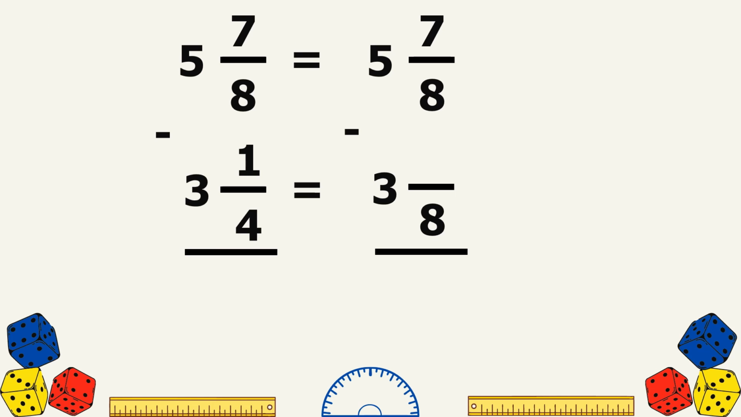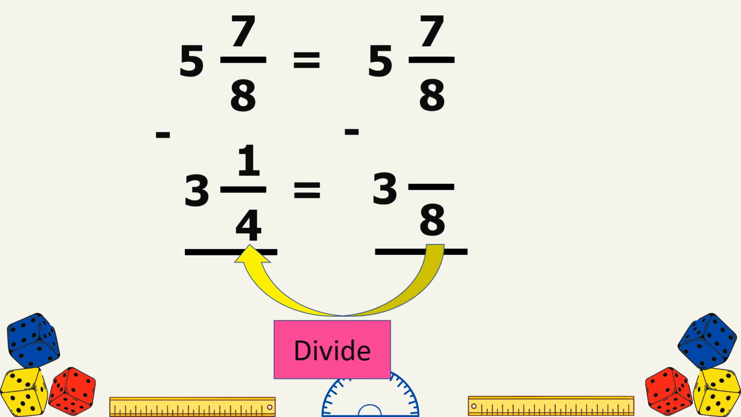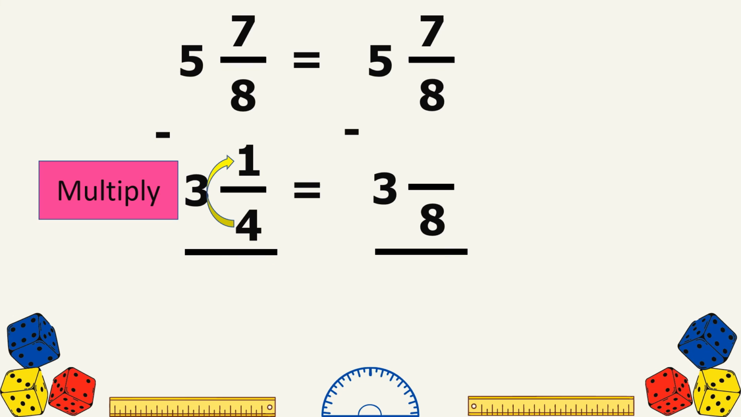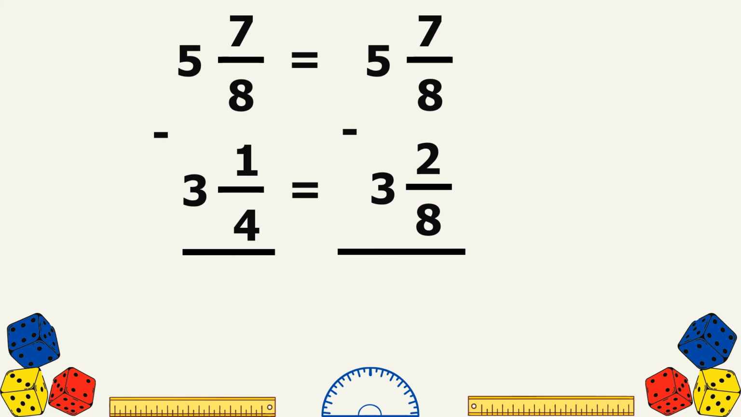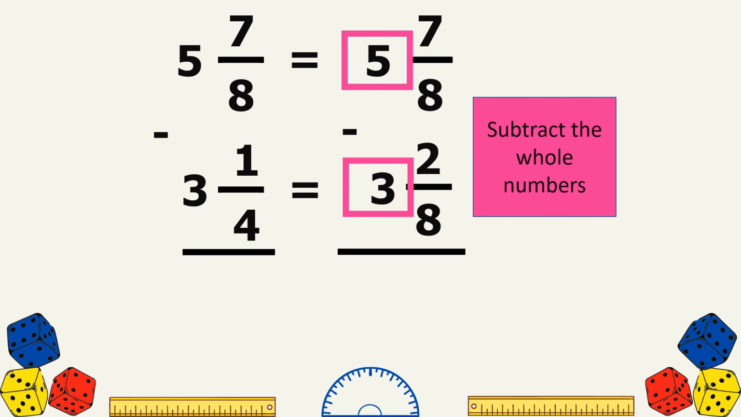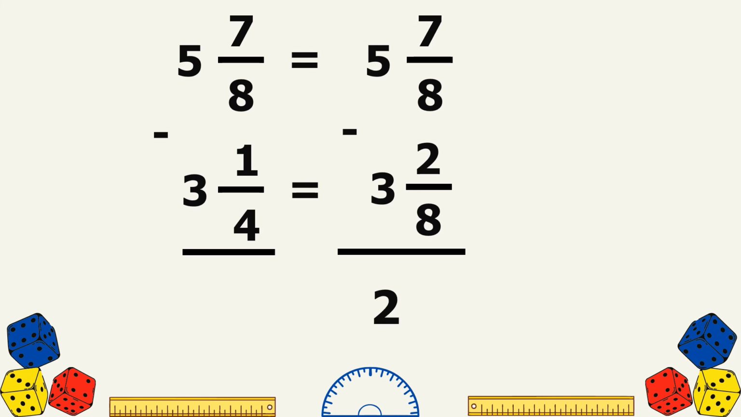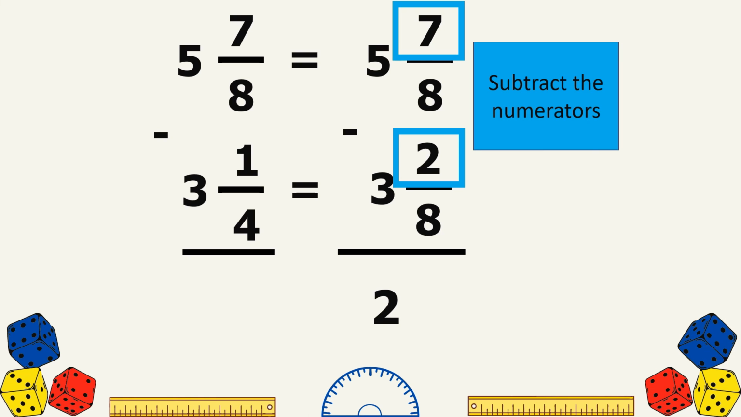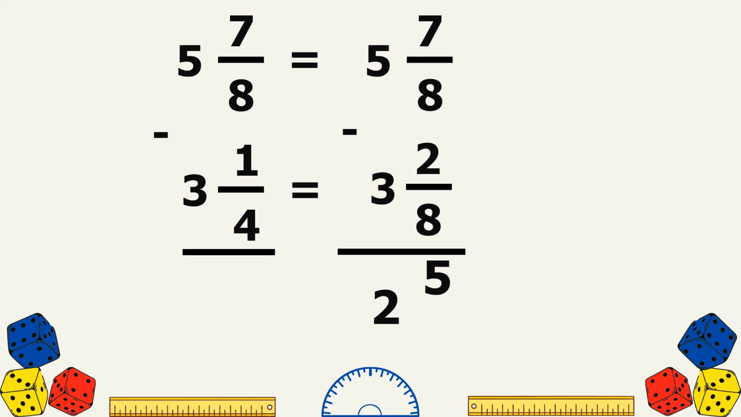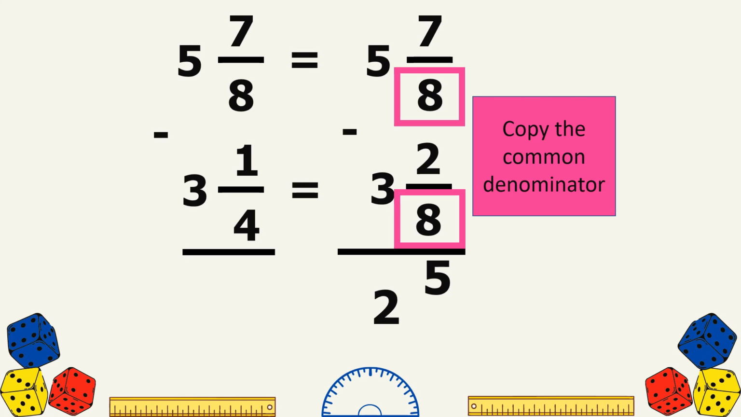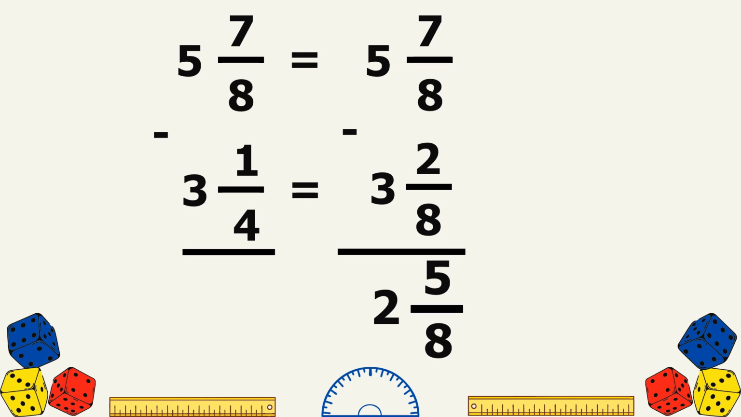Let's also find the new numerator of the second fraction. Let's divide. 8 divided by 4 equals 2. Then multiply. 2 times 1 equals 2. So the fractions are now similar, so we can already proceed with subtraction. Let's subtract the whole numbers first. 5 minus 3 equals 2. Next, subtract the numerators. 7 minus 2 equals 5. Then copy the common denominator, which is 8. So we have 2 and 5/8.